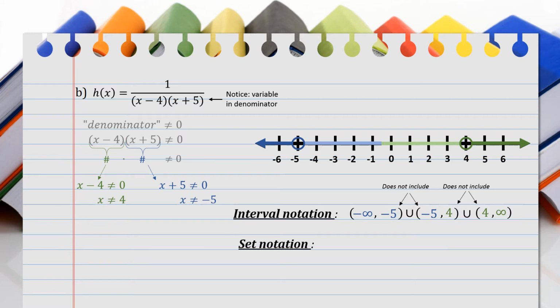Now for set notation, remember this is the formal way to write this. It would be the set of all x values such that x cannot equal -5 and x cannot equal 4.